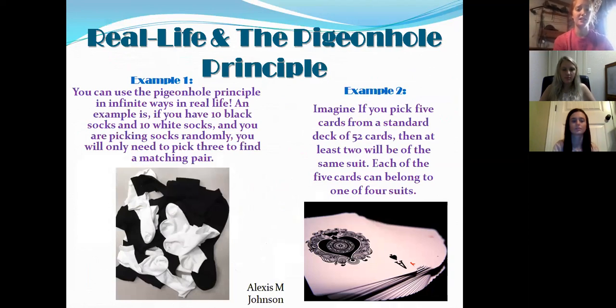An example is if you have 10 black socks and 10 white socks, and you're picking socks randomly, you'll only need to pick 3 to find a matching pair. The reason for this is because there's 2 colors. So if you pick one up that's black and you pick one up that's white, no matter what, the 3rd sock you pick up will be white or black, so you'll have a pair. Or if the first 2 are black, you're already done. So either way, if you pick 3, no matter what, you'll have a pair.